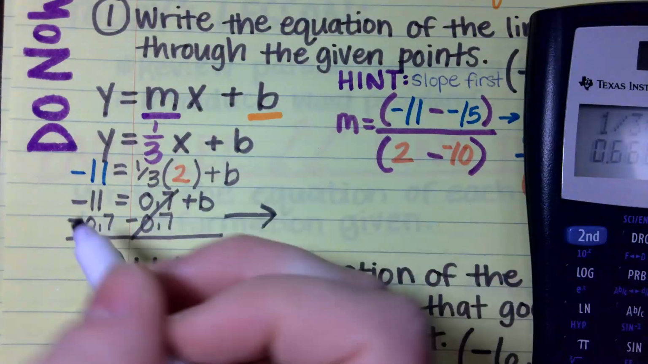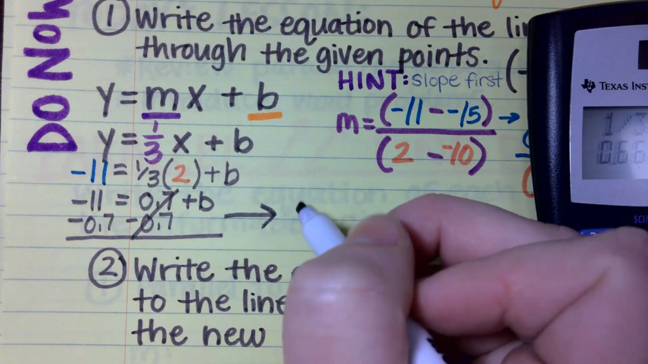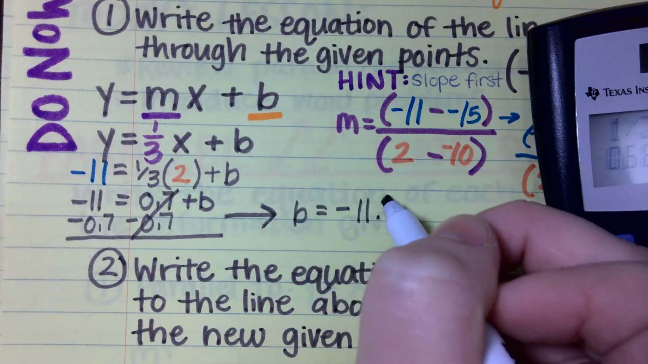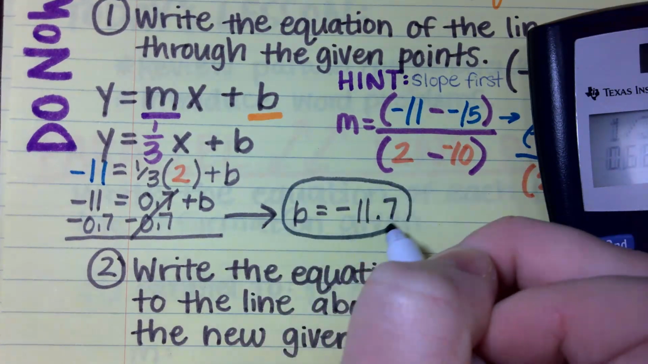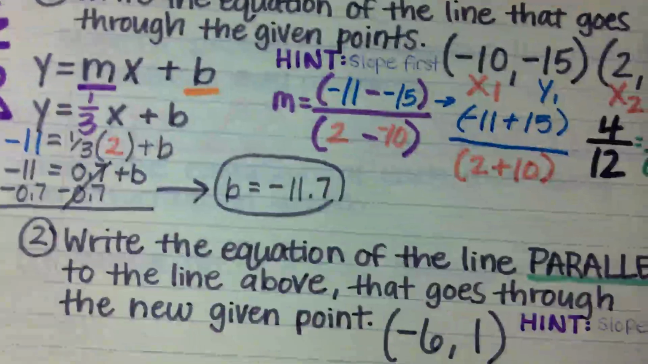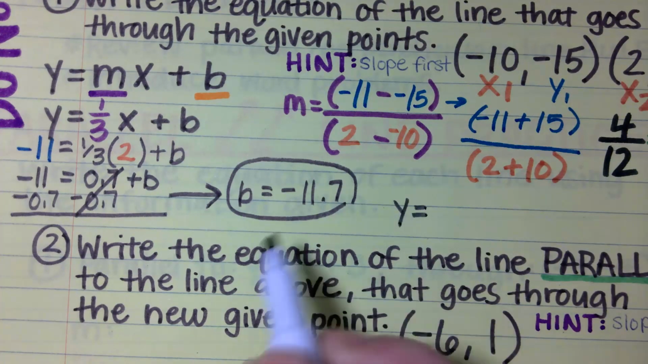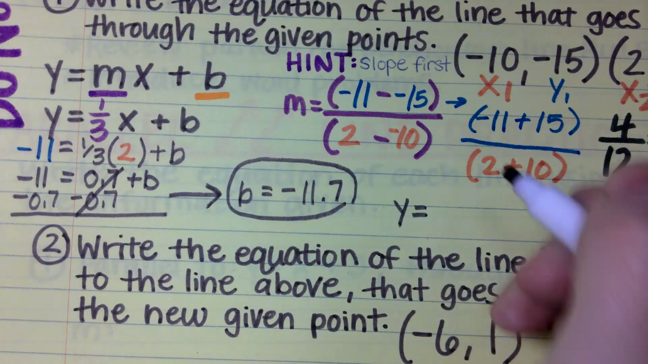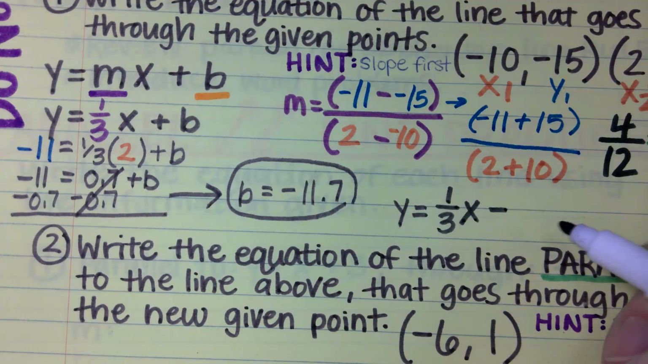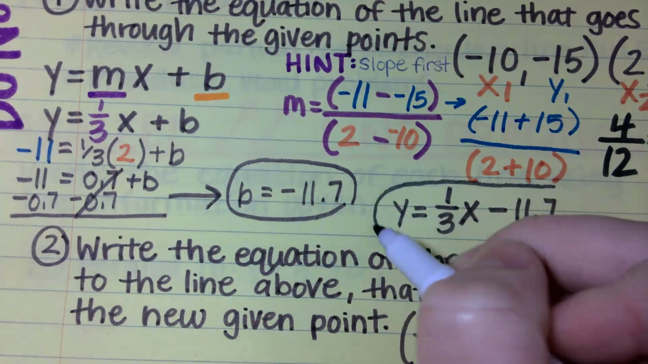What is -11 minus 0.7? Good. B equals -11.7. All right, so we have our slope, we have our b. What's our final equation going to be? Y equals 1/3 x minus 11. Perfect. Y equals 1/3 x minus 11.7. That is the equation, guys.